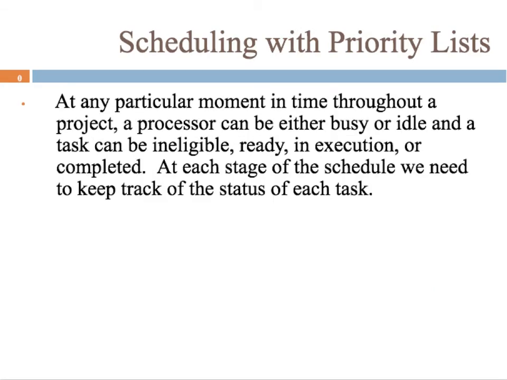When we're doing these scheduling problems, it's important to remember that a processor or a worker can either be busy or they can be idle, and a task is in one of 4 states. It's either ineligible, so not ready to even be started yet, ready, in execution, or completed. At each stage of the schedule, we need to keep track of this, and on the next slide, there's a record-keeping method for this.